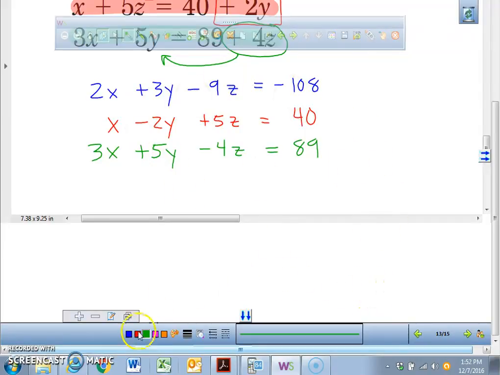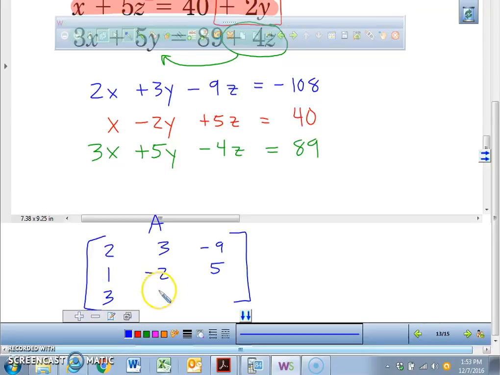So, at this point, let's build matrix A. What am I going to put in matrix A? Zach, build me matrix A. 2, 3, negative 9, and then 1, negative 2, 5, and 3, 5, negative 4. There we go. So we have matrix A right there times matrix X.